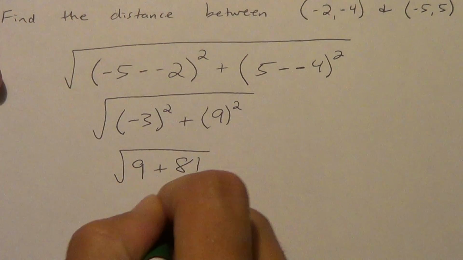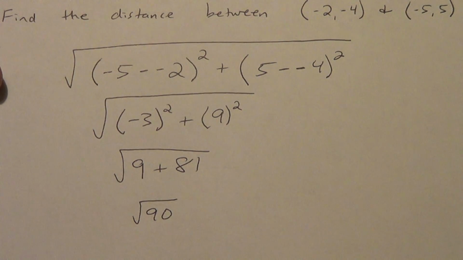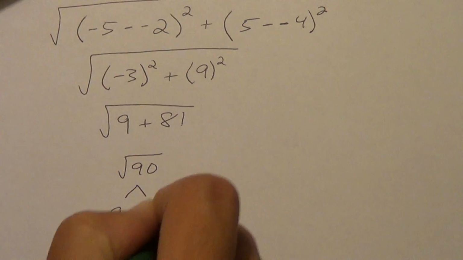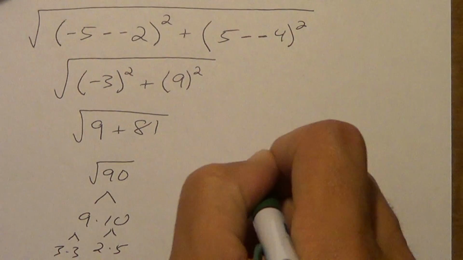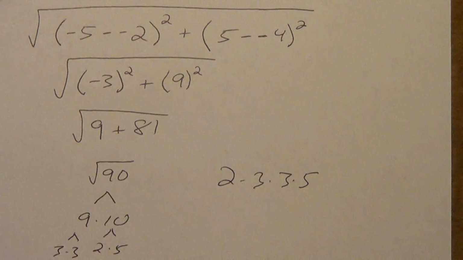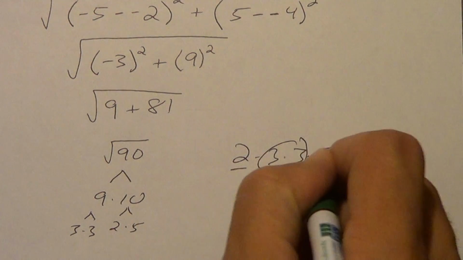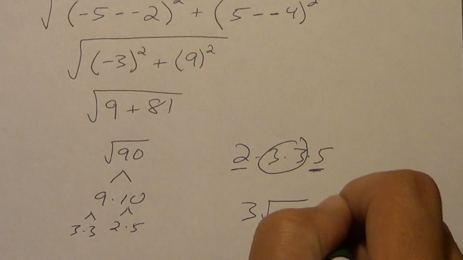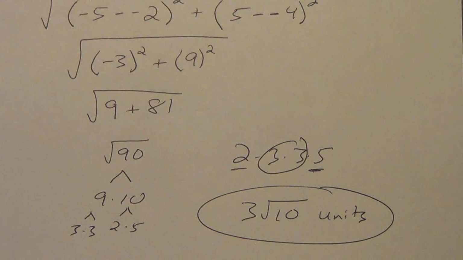9 plus 81 is 90. Square root of 90 on my calculator, about 9.4, 9.5. It's a little bit under 9.5. Don't like that decimal, so break it down. 9 times 10, 2 times 5, 3 times 3. So I have a 2, a 3, a 3, and a 5. And we're looking for pairs. Pairs go outside, singles stay inside, but I multiply them back together. It was a distance. They did not give me a label, so I'm going to call it units.